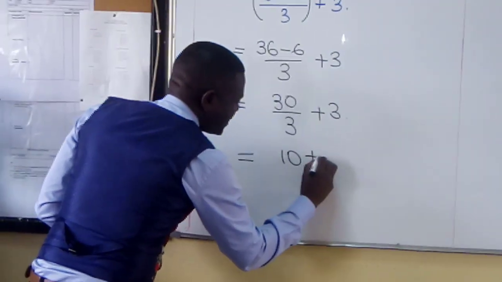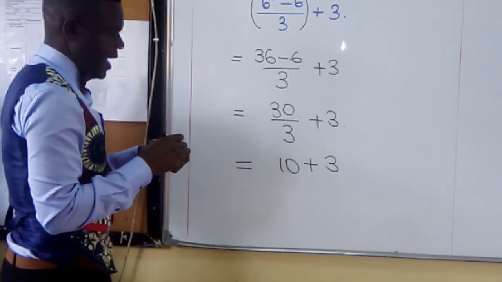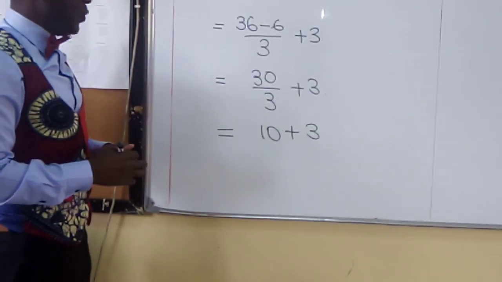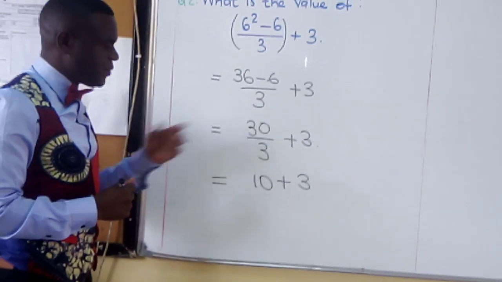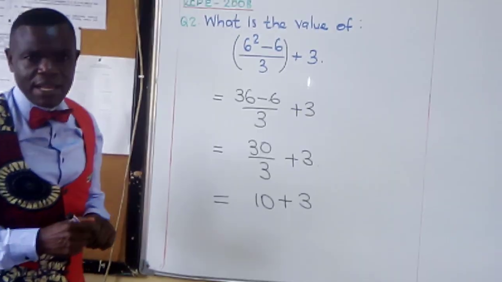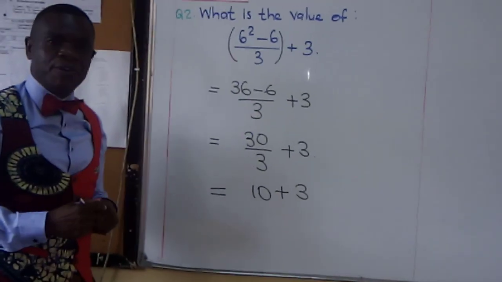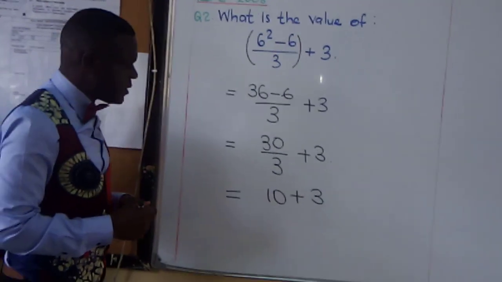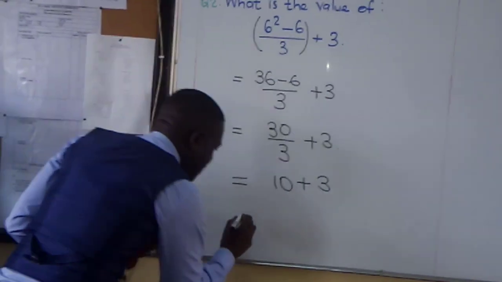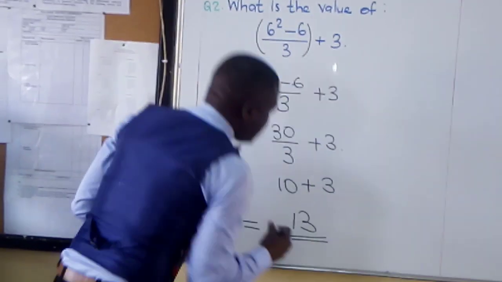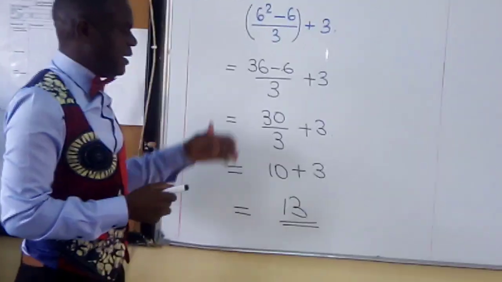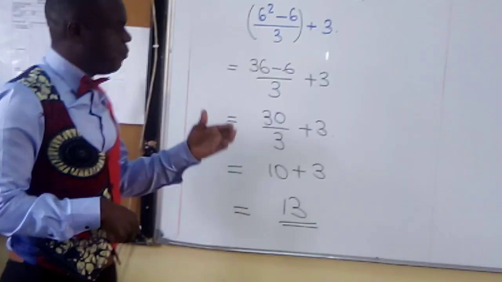So we add 10 to 3. What is 10 plus 3? Yvonne, 10 plus 3? Very good. 10 plus 3 is 13. And that is the right answer. That is the right answer, boys and girls.